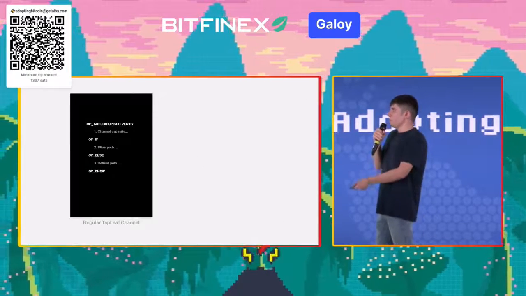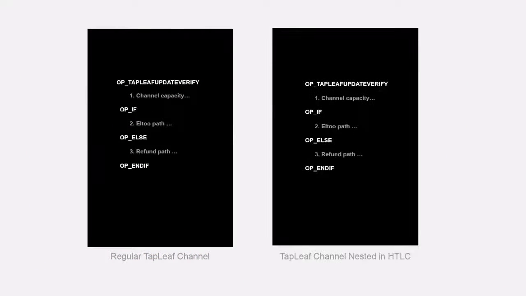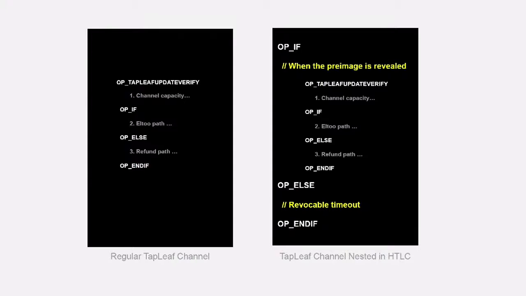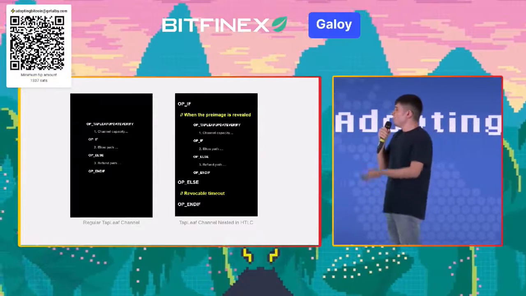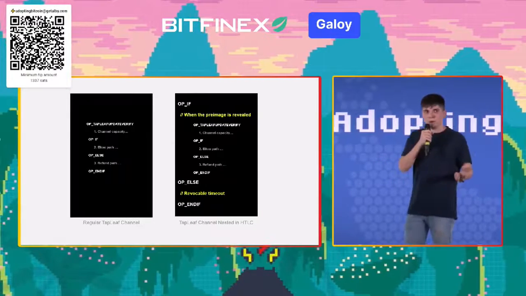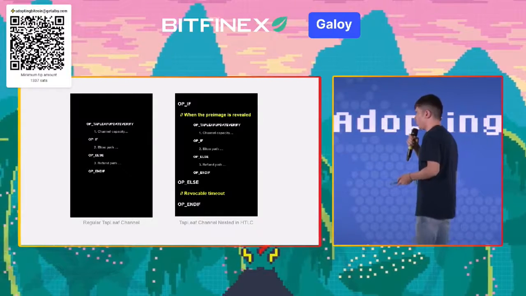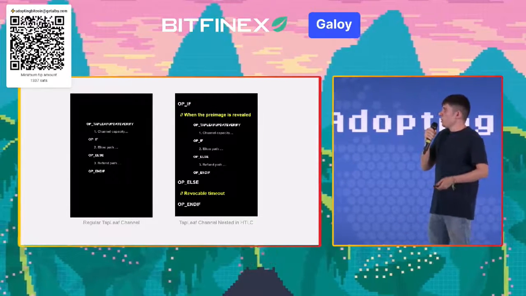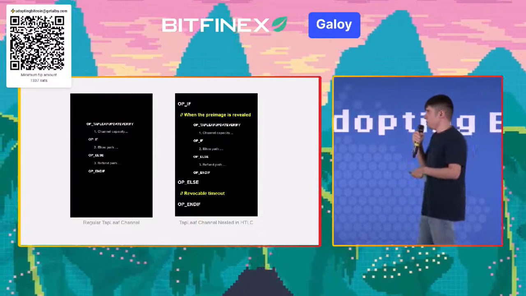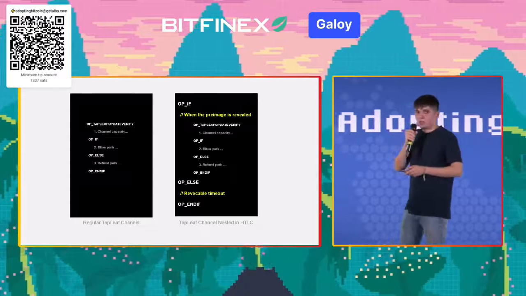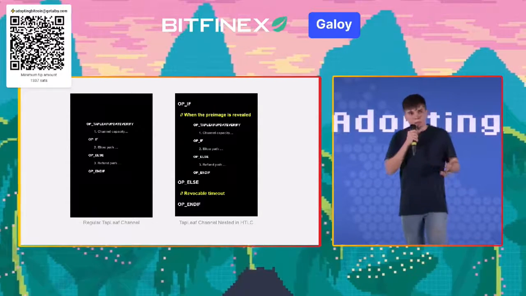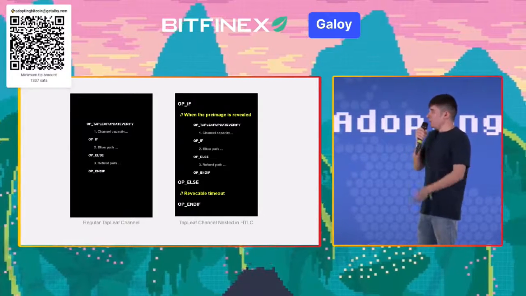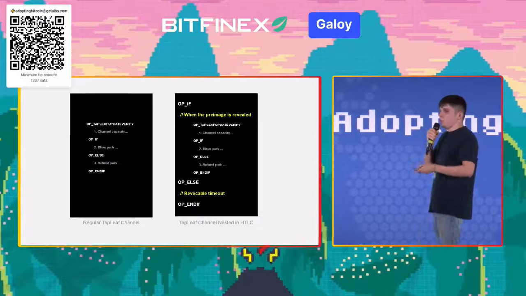So as for the regular tap leaf channels, we have this template. And as for factory swap based tap leaf channels, the tap leaf channel template nests in an HTLC. In a preimage revealed call and in the OP_ELSE branch, we have a timeout, but we can revoke that with the revocation timeout. Basically, with this revocation, when my SSP after timeout triggers this timeout branch, either user B or LSP B can revert back to the regular tap leaf channel state with the revocation.